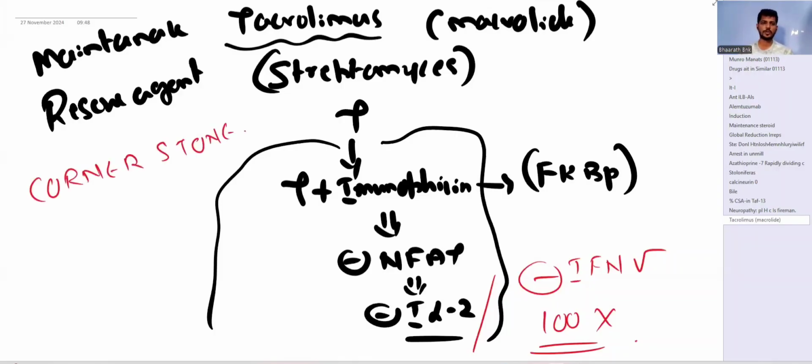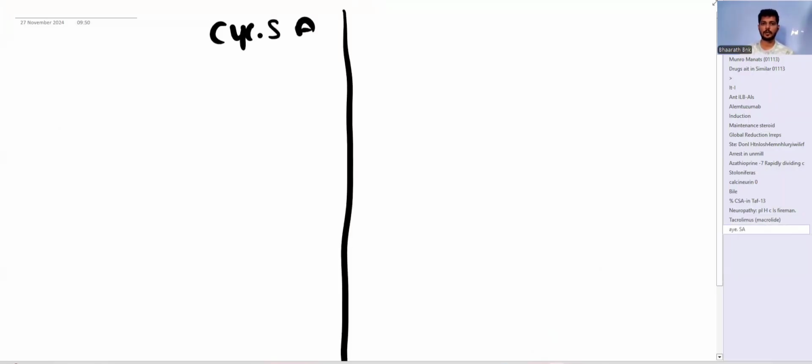In all solid organ transplantations, tacrolimus has always been an invariable component. Almost 90% of hepatic transplant patients will receive tacrolimus as a maintenance agent, and it can also be used as a rescue agent. So, if you compare cyclosporin A and tacrolimus.